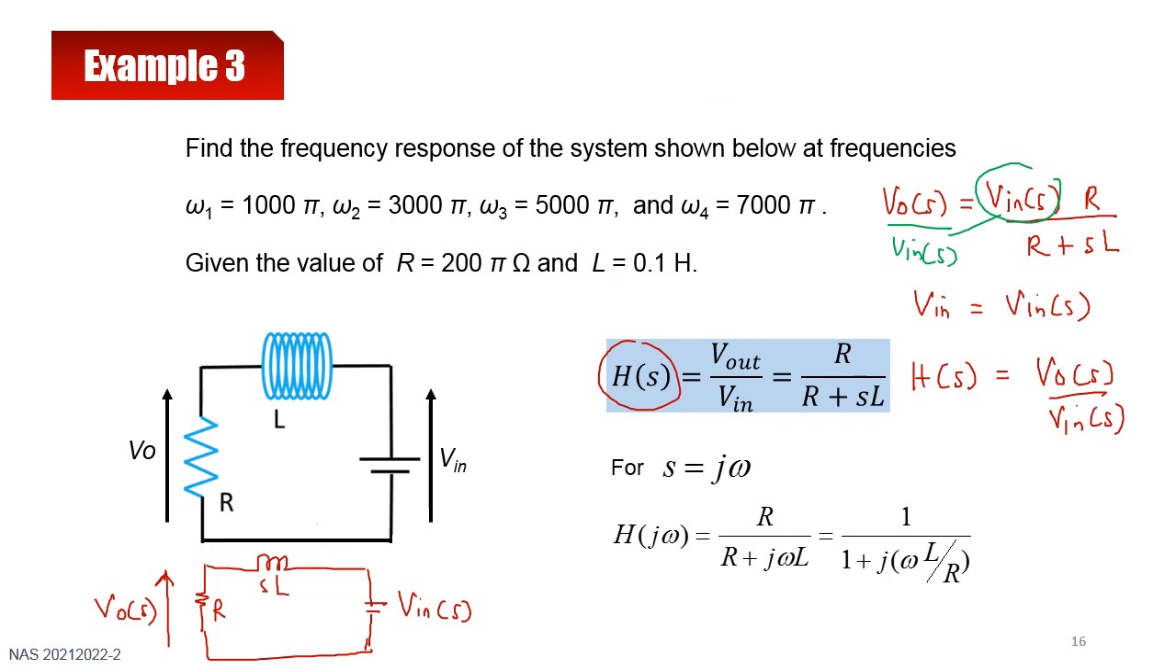Then you can evaluate the performance of the system at different frequency values by replacing the S component with J omega. Then you can calculate the magnitude of the transfer function at a specific frequency and also the phase difference.